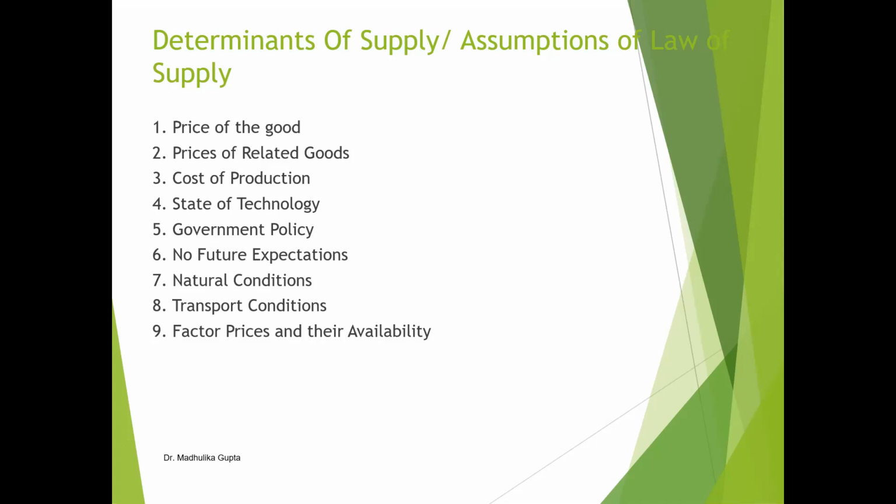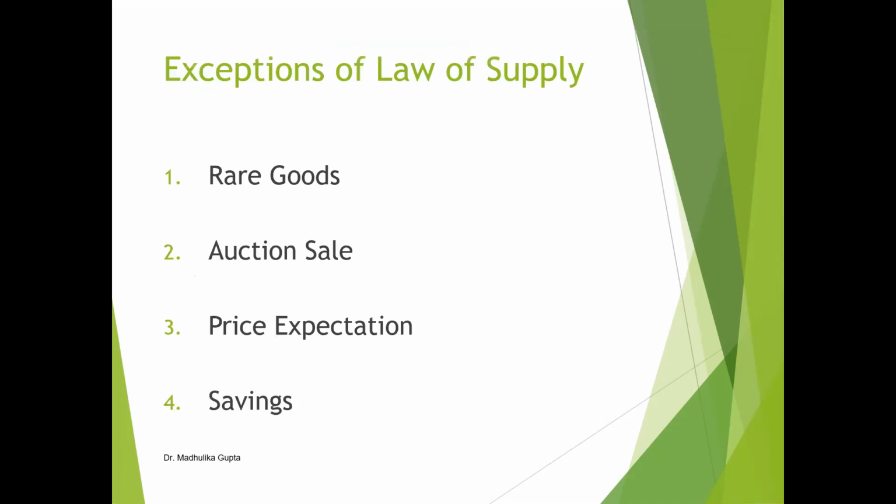So these were the determinants and assumptions of the law of supply. Now understand the exceptions to the law of supply, right? The very first, where the law of supply fails. When you say it's an exception, it means where the law of supply doesn't act as usual, it fails.